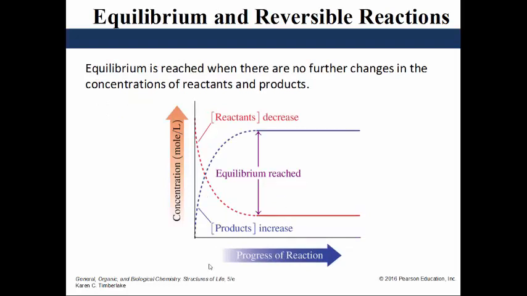For this chart, it has the progress of reaction over here versus the concentration. So reactants will get a little bit less and less in the very beginning, and the products will get higher and higher in the very beginning. And then they get to a point where they're at an equal level, an equilibrium.